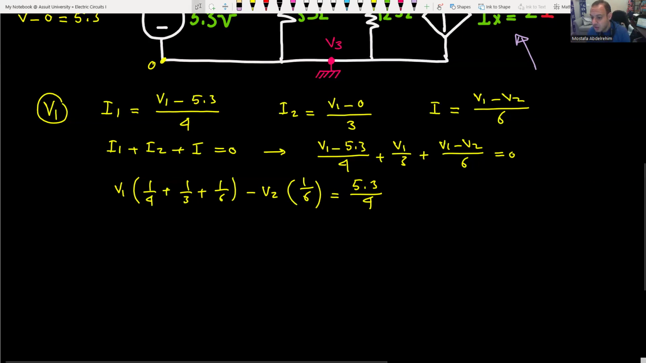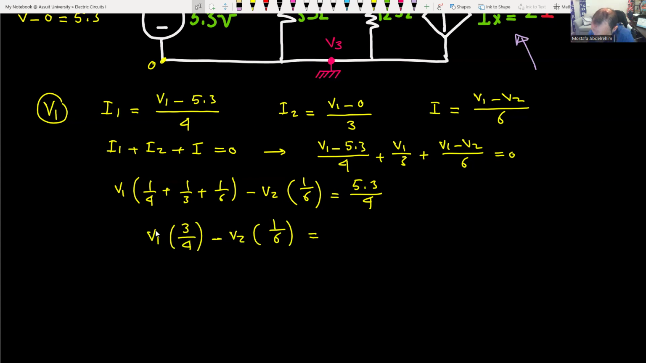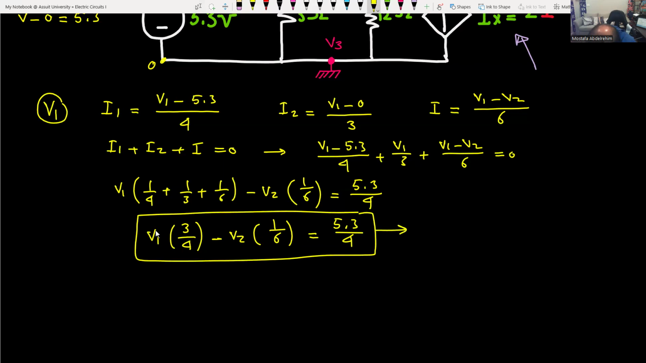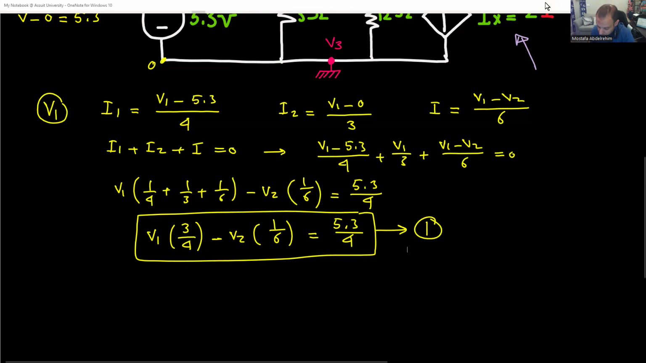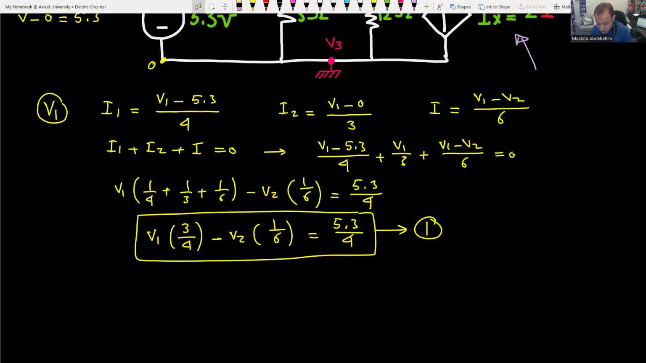So I'm going to use the online calculator here. V1, and this is 3 by 4, minus V2, 1 by 6, equals 5.3 over 4. That's basically the first equation. Now, the second equation should be at V2. As you see, guys, we solve normally now. The dependent current source doesn't appear in the picture right now.